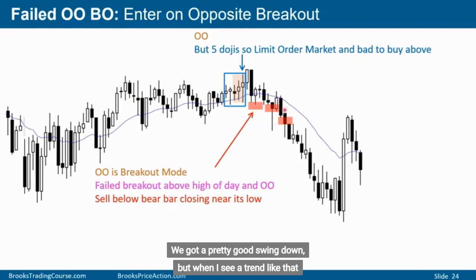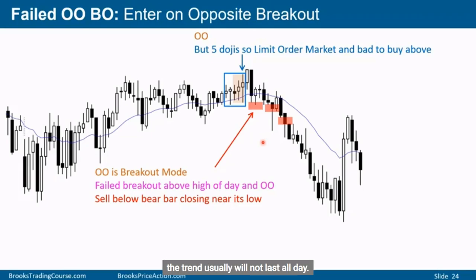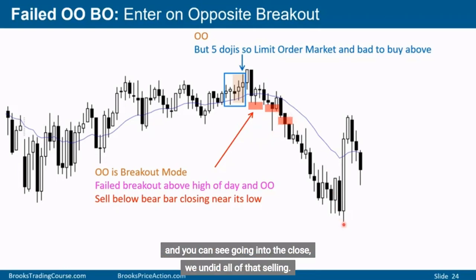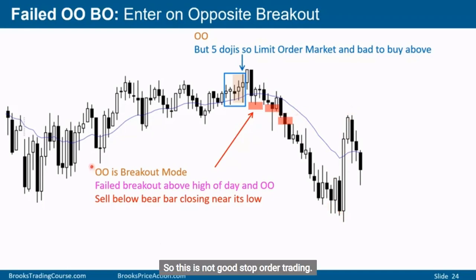We got a pretty good swing down, but when I see a trend like that where all the bars have big tails and small bodies, and there is a lack of consecutive big bear bars closing on their lows, the trend usually will not last all day. It usually ends up as a bear leg in a trading range, and you can see going into the close, we undid all of that selling. So this is not good stop order trading.